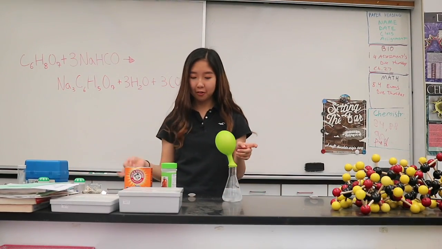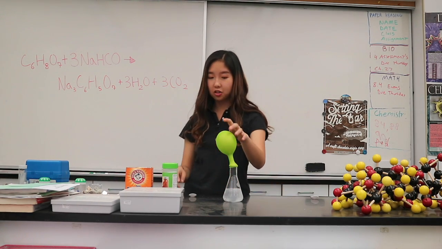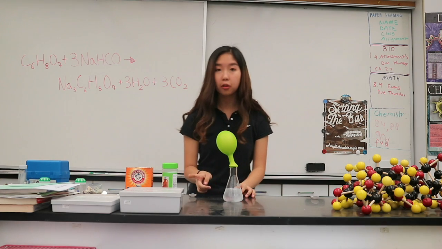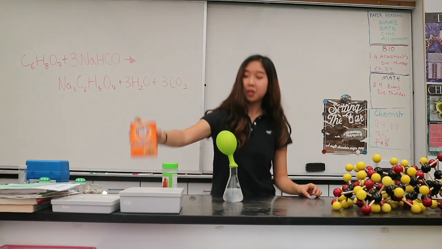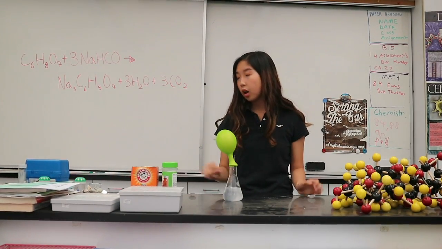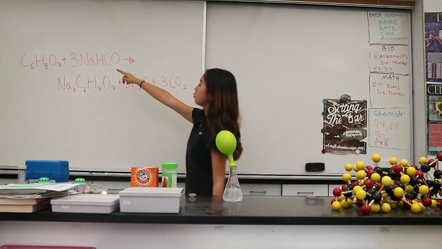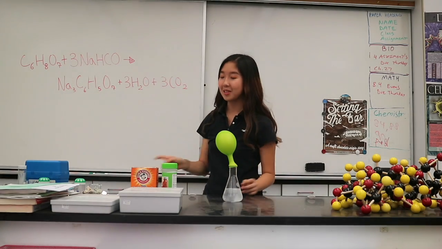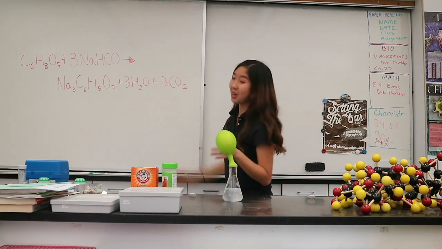Okay, so as I said before, there is 2.75 grams of citric acid in here, which is 0.014 moles, and 3.5 grams of baking soda, and that's 0.043 moles. And you can see up here that it's a 3-to-1 ratio, 3 to 1, and 0.014 times 3 is 0.043. This is a balanced equation, by the way.